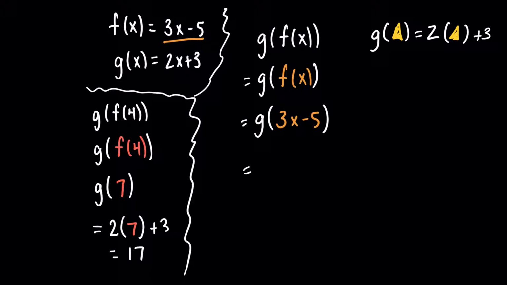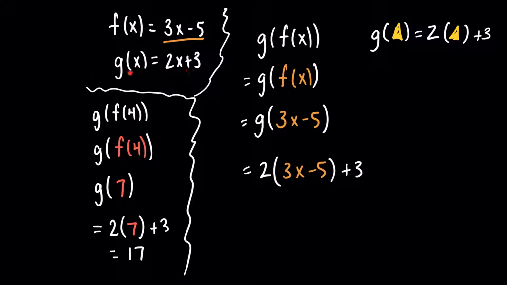Except the weird thing is that the input here is not x. The input is 3x, the entire thing of 3x minus 5. But that's okay, let's roll with it. So we're going to double that. So double 3x minus 5. And then add 3, because that's what g tells us to do.